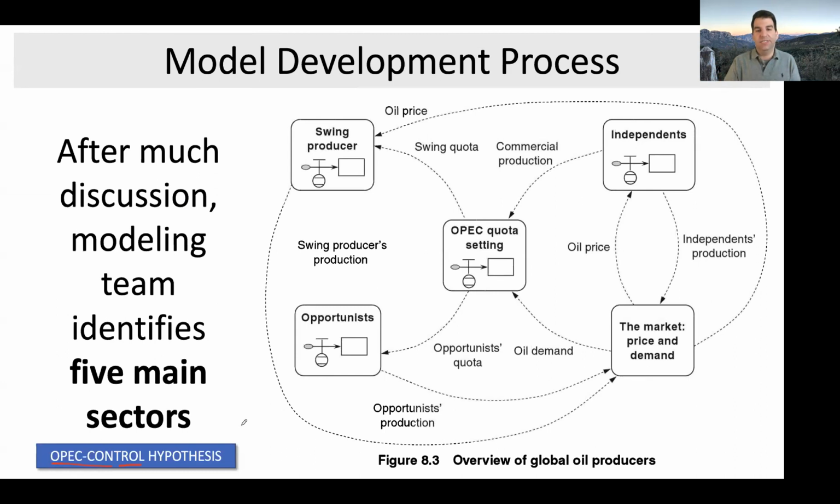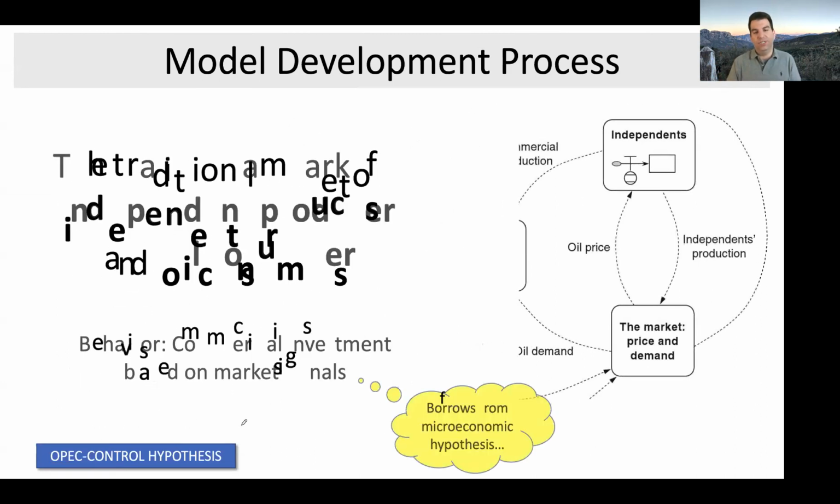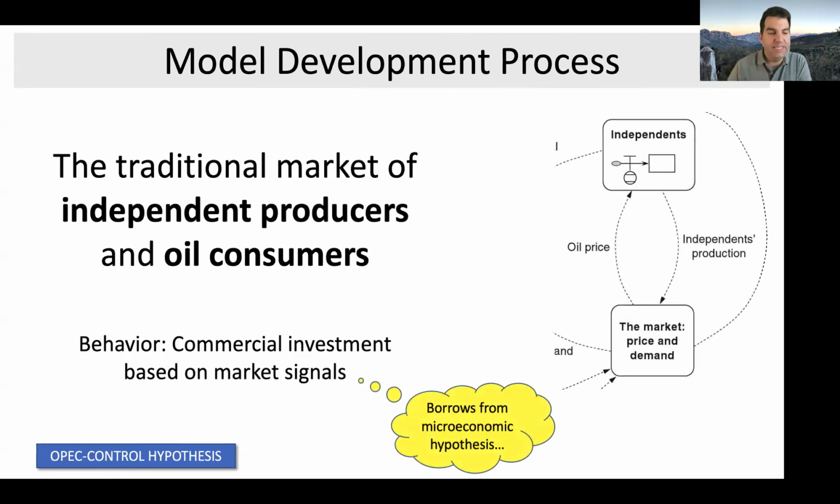And these 5 sectors included a small portion over here, which was basically the microeconomic model. So we had independent producers, which we don't think have any control over the market. They are effectively enslaved to the market. That's kind of a terrible term to use. They are coupled to the market the same way we as consumers are coupled to the market.